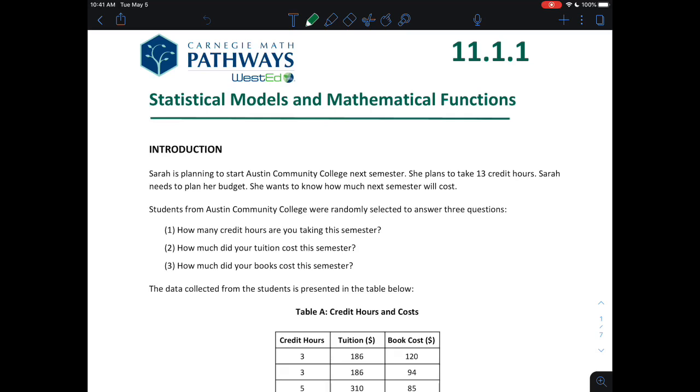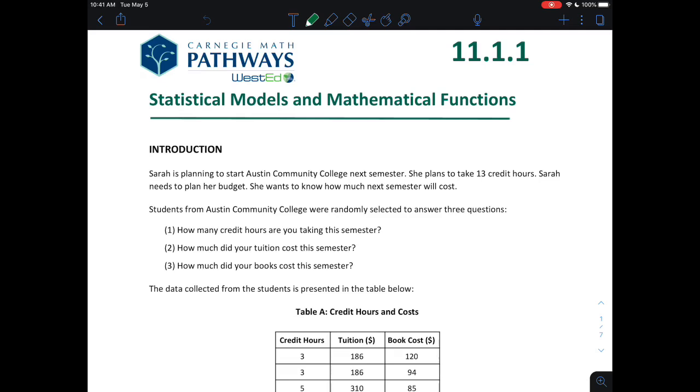What we're going to start with in Lesson 11.1.1, Statistical Models and Mathematical Functions. As an introduction, Sarah is planning to start Austin Community College next semester. She plans to take 13 credit hours, or 13 units, we might say, at our school. Sarah needs to plan her budget. She wants to know how much next semester will cost.